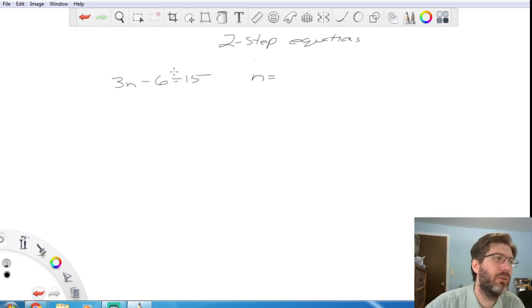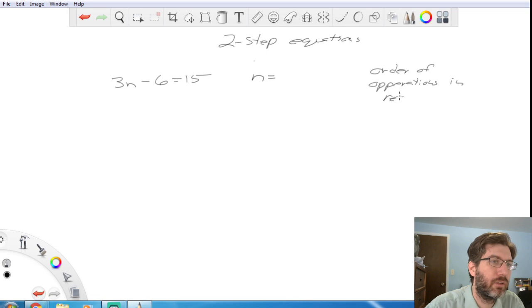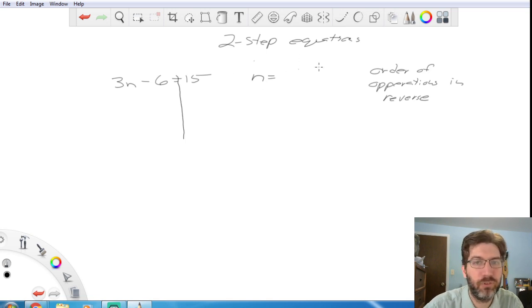And what you want to do is keep in mind you are doing order of operations in reverse here. So we're going backwards to undo all of this. We're kind of working backwards. And again, you can put a line down here if you want. Just remember, whatever I do to this side, I need to do to this side. And your goal here is to get n by itself. You want it to say n equals something.